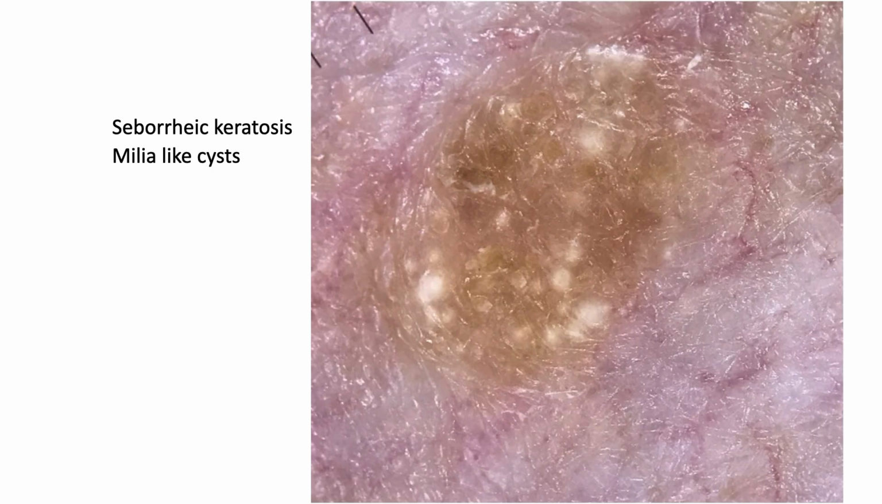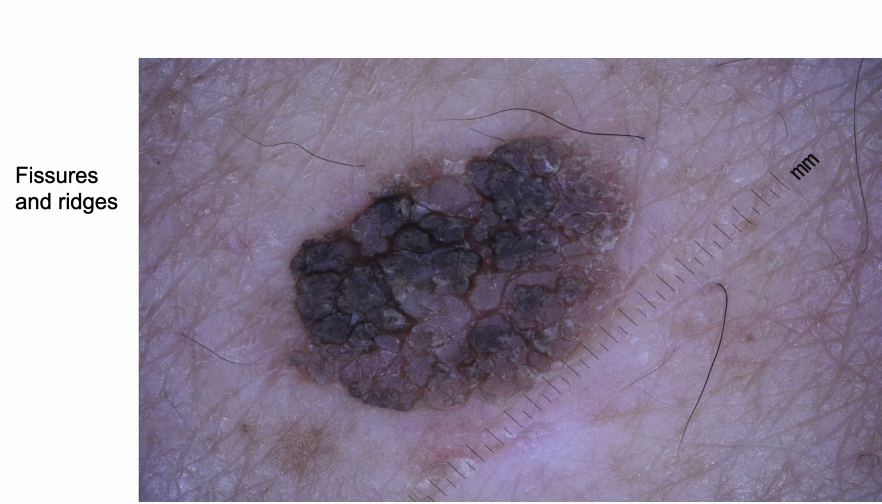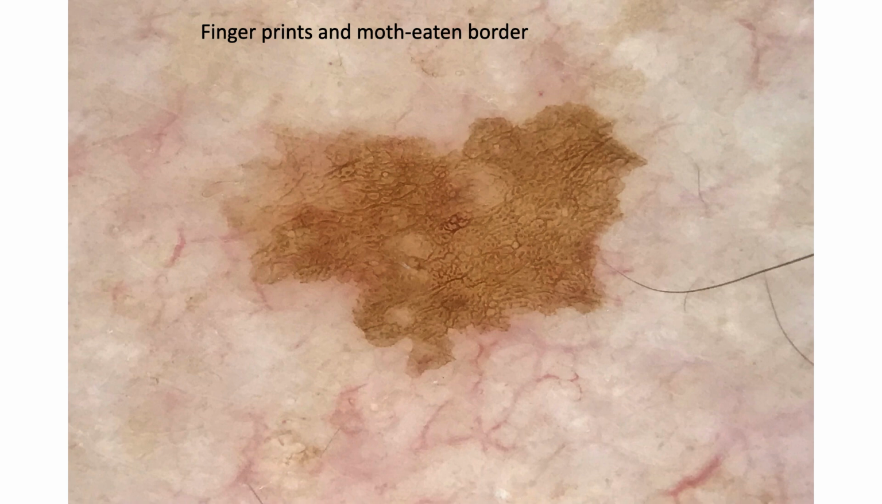Moving on to seborrheic keratoses, when we see these, we might see milia-like cysts, which really shine when we use our non-polarized mode. And then we have cometa-like openings, like this, and well-demarcated borders with fissures and ridges, all seborrheic keratoses. And then the flattest seborrheic keratoses, being formed maybe from a solar lentigo, can have fingerprints with moth-eaten borders.